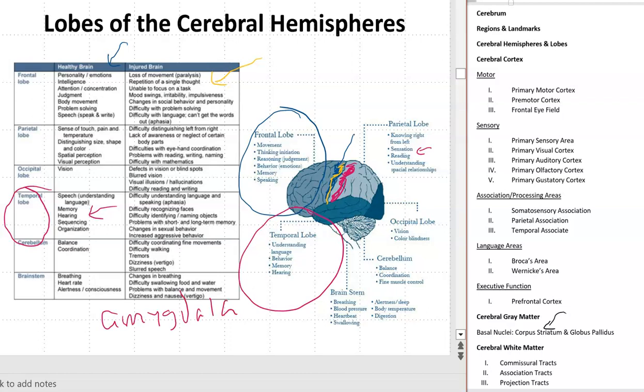When we look at the occipital lobe, the main function of the occipital lobe is going to be vision and processing visual information. Now, in some books you'll see a structure called the insula, and this is a small structure. It's deep to the temporal lobe, and they think that that helps process taste.